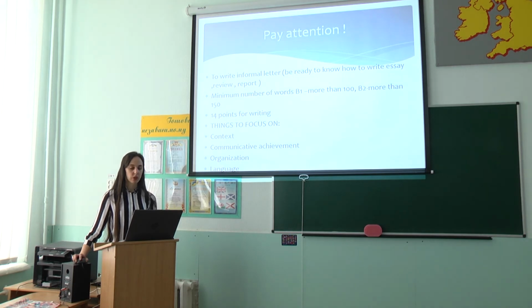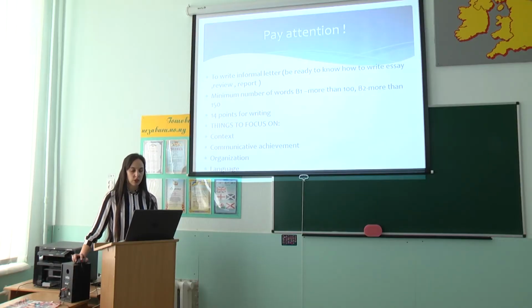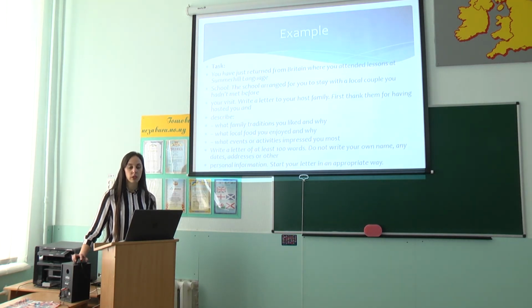So remember that for writing you will get 14 points. That's a lot. To a certain extent, that's good if you know how to write, because you can get 14 points, but if your writing is poor, then that's a problem. So you are to focus on the following things: content, communicative achievement, organization, and language. And we actually have an example over there, and we will try to differentiate between all this stuff.